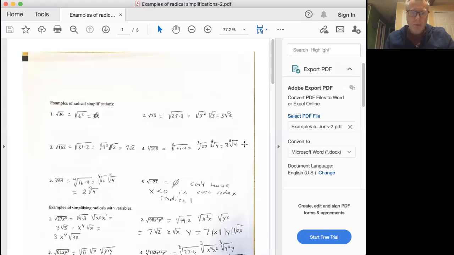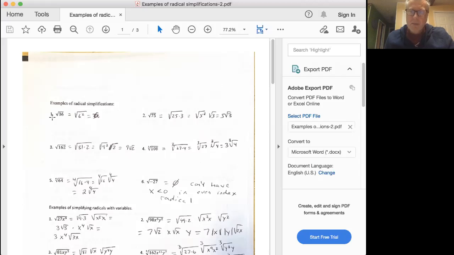This is the sheet that you had with the answers on it. And so when we think about it, a square root is nothing more than what you have to square to get the number underneath. So when you think of 36, it's 6 squared, so the square root of 36 is 6.